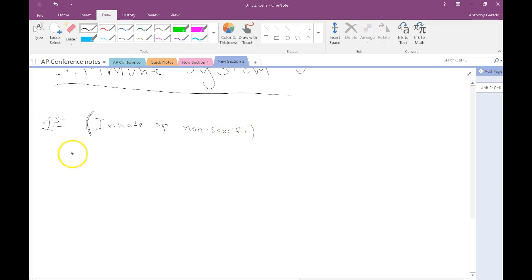And some examples of this are going to be skin, sweat, mucus, tears, cilia. Inside of our trachea, if you look on a microscopic level, we've got these tiny little hairs. That means if I were a trachea and stuff were to get inside of me, I'd have these tiny little hairs that brush it up.